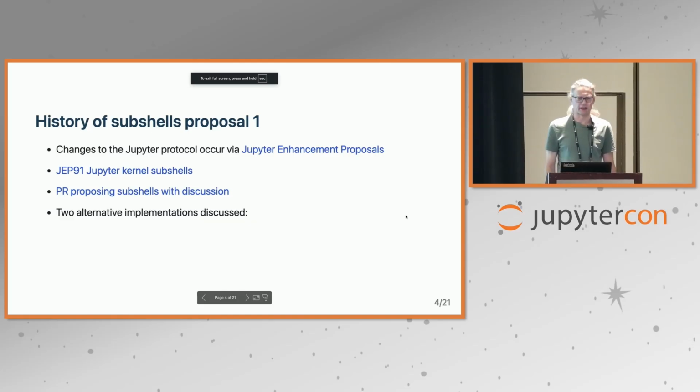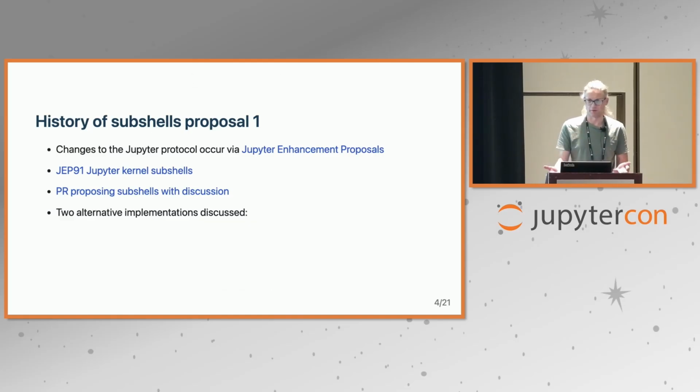I'm not really expecting anybody in the room to ever read any of that, but you obviously are welcome to if you wish. There were 2 alternative implementations discussed. The one that we have got now, kernel subshells, where you would address your subshell by the same kernel ID as the main shell and a new subshell ID, so you need 2 pieces of information.